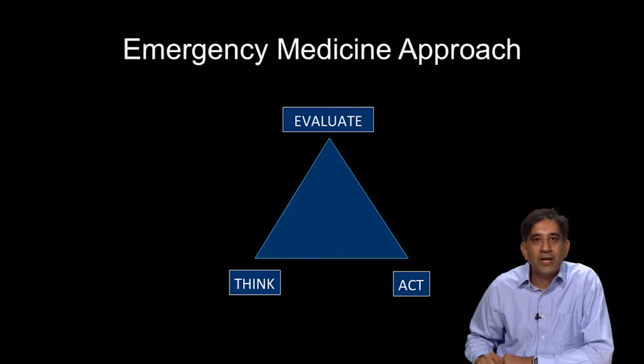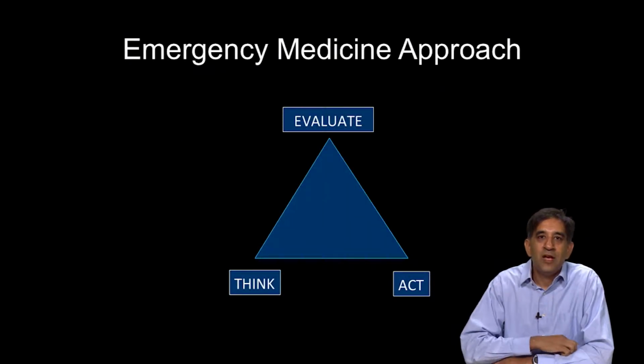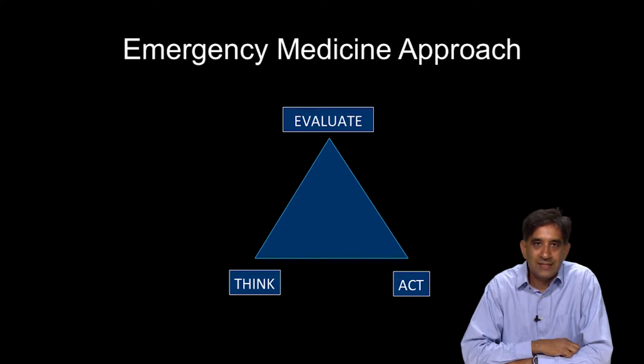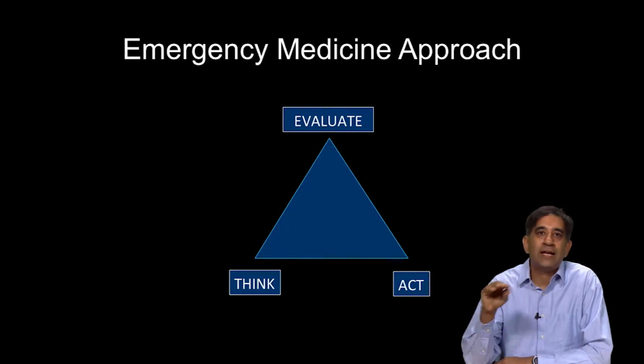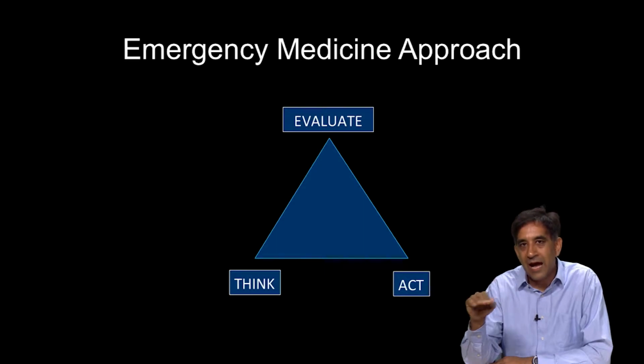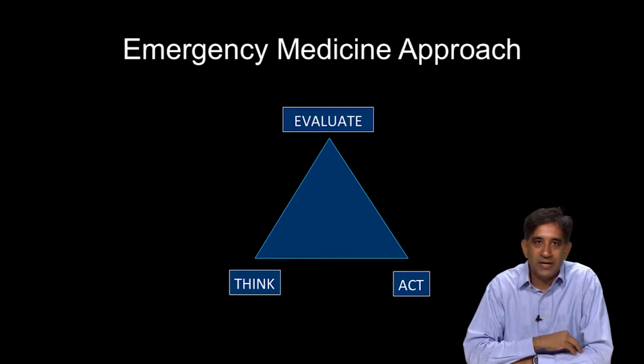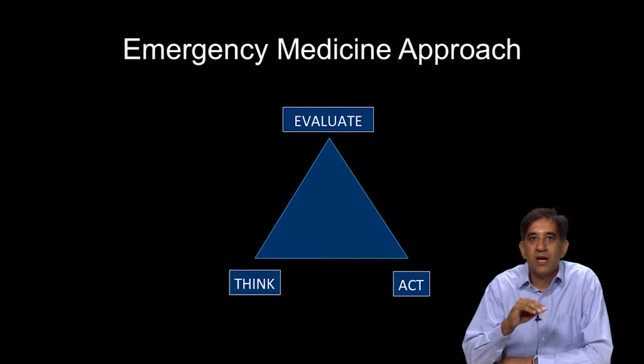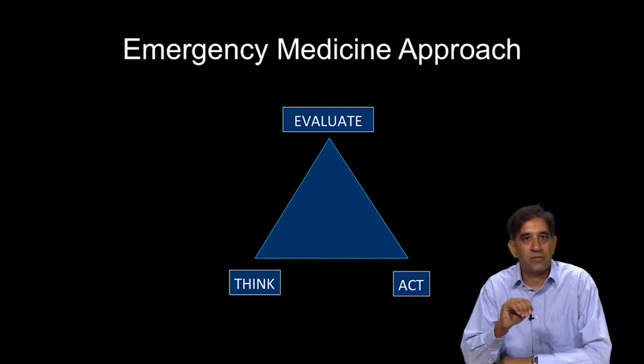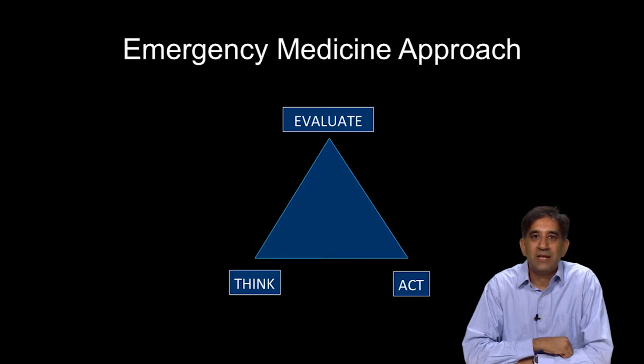Now, whenever you evaluate a patient with an emergency complaint, the emergency medicine approach takes into account three different elements: evaluating the patient, thinking about what you found from the patient, and then acting. And though these may occur sequentially, in the form of a line, evaluate, think, then act, I have depicted them here as a triangle because sometimes you need to act before you evaluate or think before you evaluate. And so sometimes we follow the sequence of evaluate, think, and act. Other times you may need to act first.